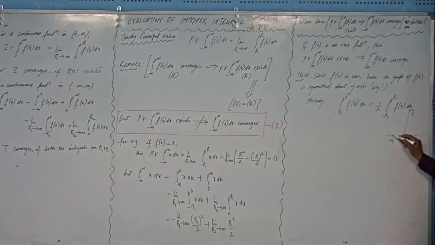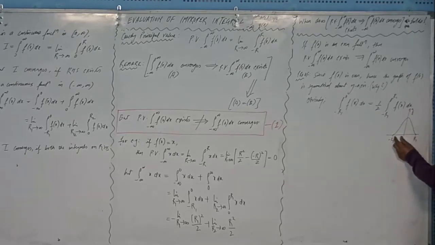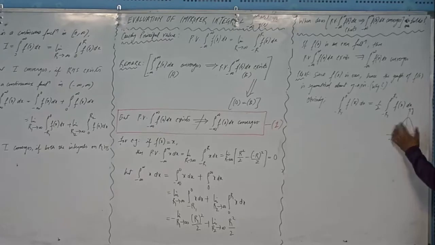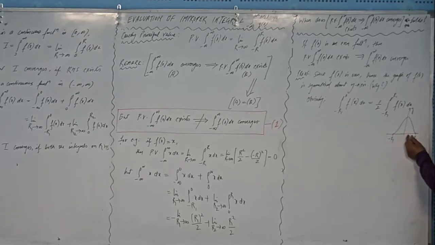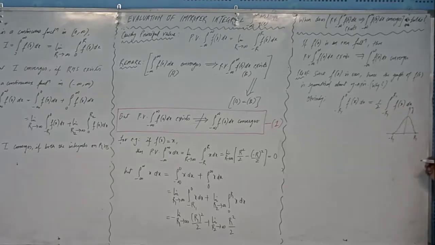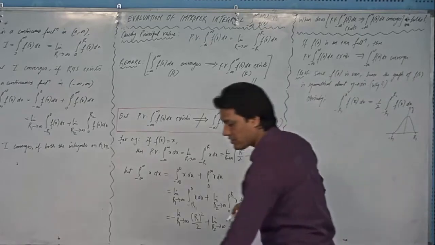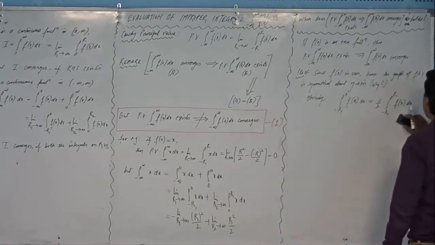So it will be like this. Obviously the area of the left half is equal to the area of the right half because the graph is symmetrical, and each area, the left hand side area and right hand side area, is equal to half of the whole area. So this is the fact we have represented in terms of an equation.